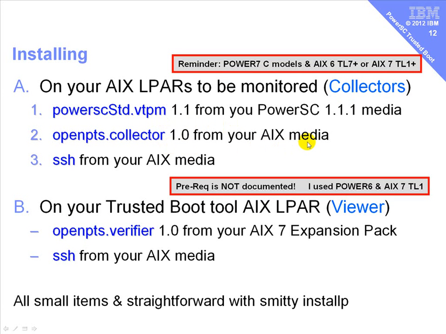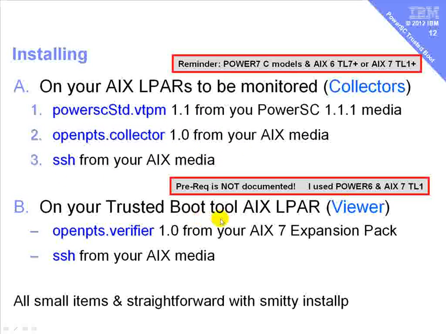From AIX media, you'll find the OpenPTS.collector. And you just use, I tend to use Smitty install P to go and add those. They take very little time. You normally have SSH already, but you'll actually find those on your AIX media if you haven't.